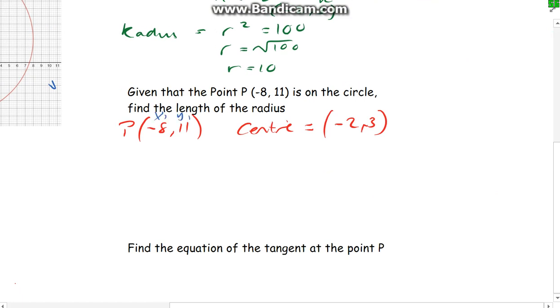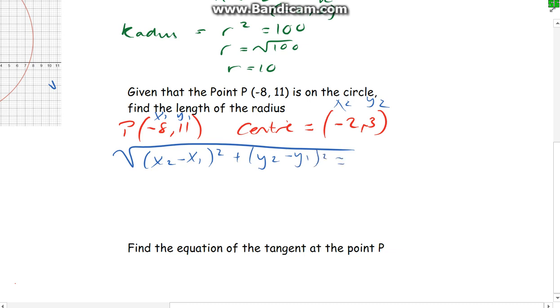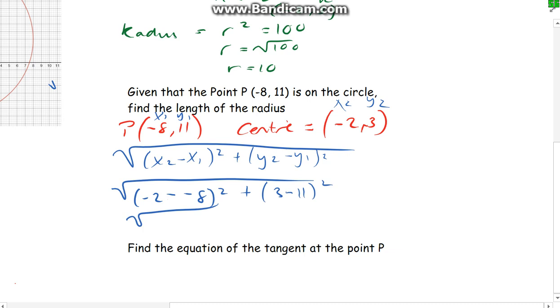Label your points, fill in your formula: x2 minus x1 squared plus y2 minus y1 squared. So I don't need to put that equals in. Square root of (minus 2 minus 8) all squared plus (3 minus 11) squared.